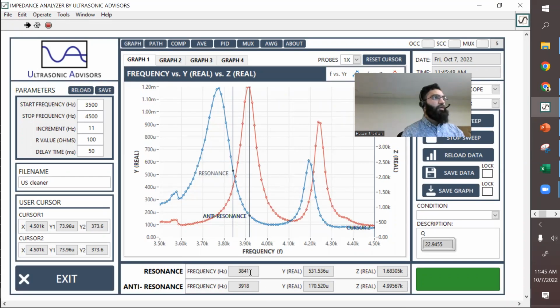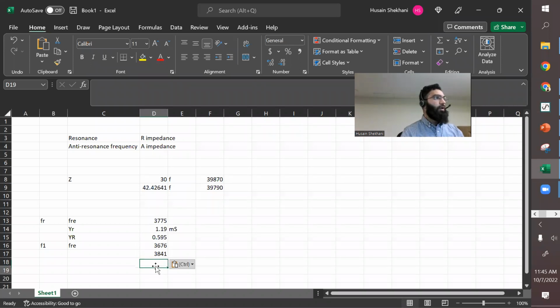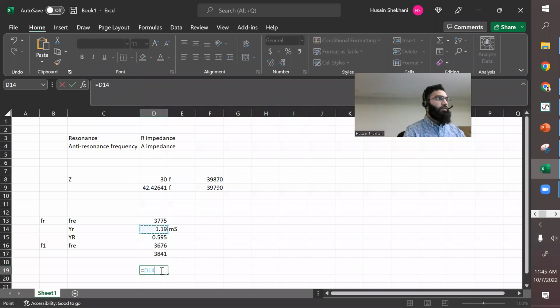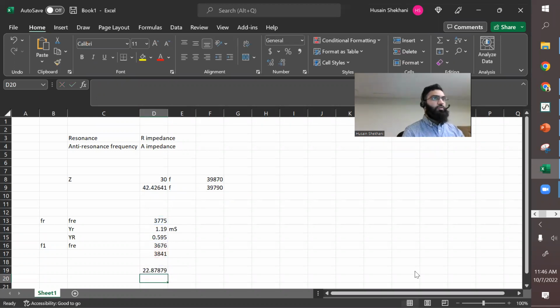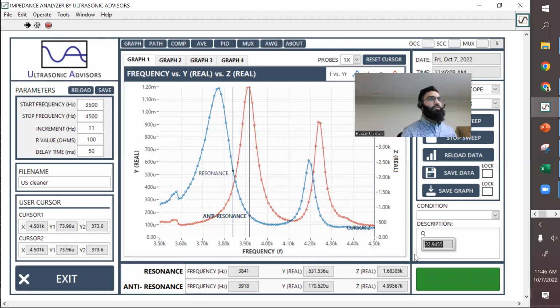So going to the other side, this is 3841. Just to complete the measurement, I have the resonance frequency divided by the half power bandwidth, which is this number minus this one. I get 22, and my program uses the same calculations, I get 23. So that's good. And also keep note that my anti-resonance frequency is here, at this peak of resistance.